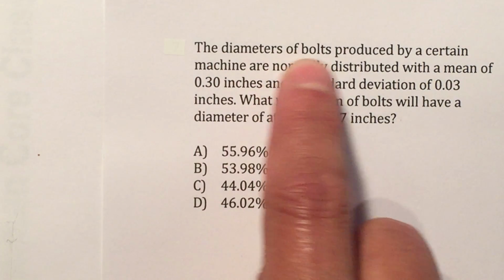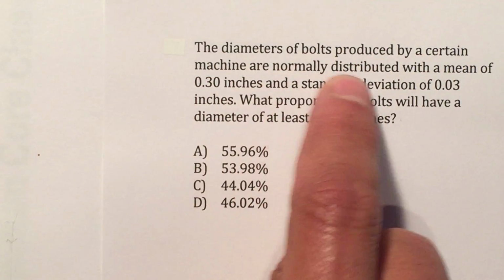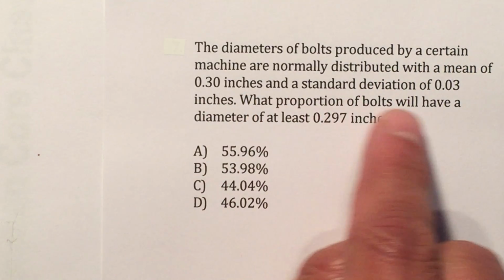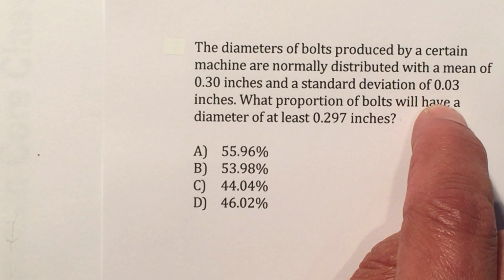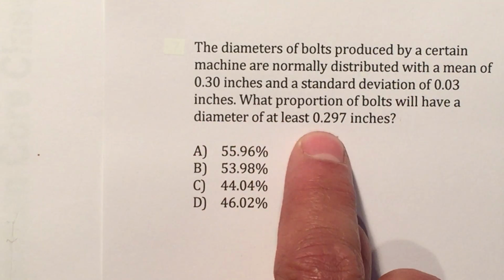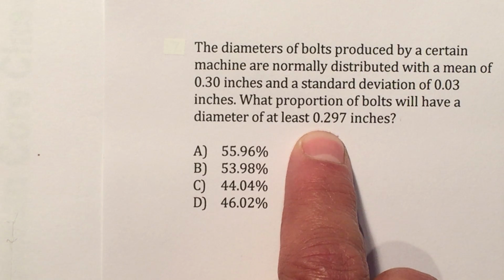The diameters of bolts produced by a certain machine are normally distributed with a mean of 0.30 inches and a standard deviation of 0.03 inches. What proportion of the bolts will have a diameter of at least 0.297 inches?